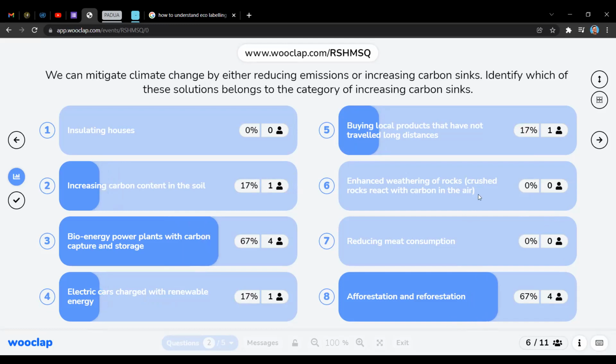Don't just see where there are a lot of people and then choose that one. Just put genuinely what you think is correct. Anybody else? Let's be quick. We have 2 ways to mitigate climate change. We can reduce emissions or we can increase carbon sinks. So which of these examples of solutions belongs to the category of increasing carbon sinks?